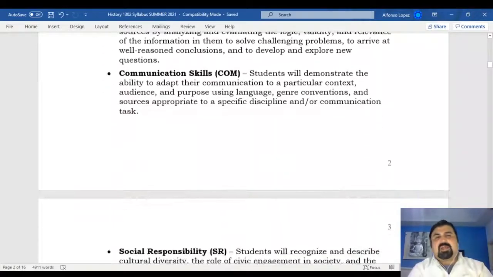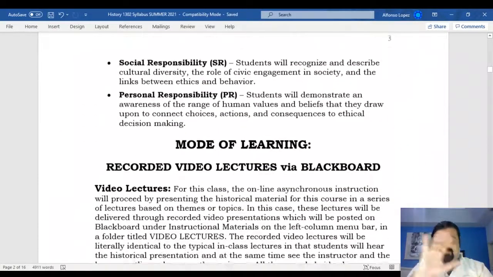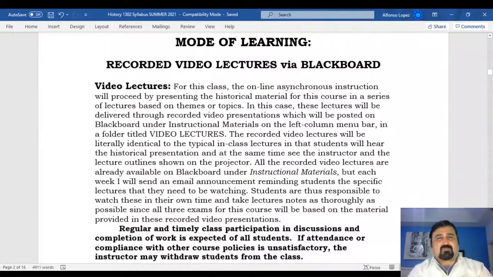All right. So now that we have an understanding of the course description, let's look at the mode of learning. In other words, what are classes going to be like? How are you going to be learning this material as we move along day to day?